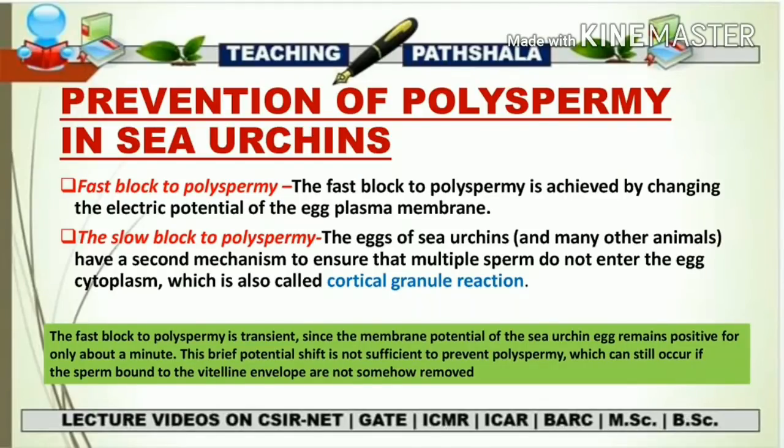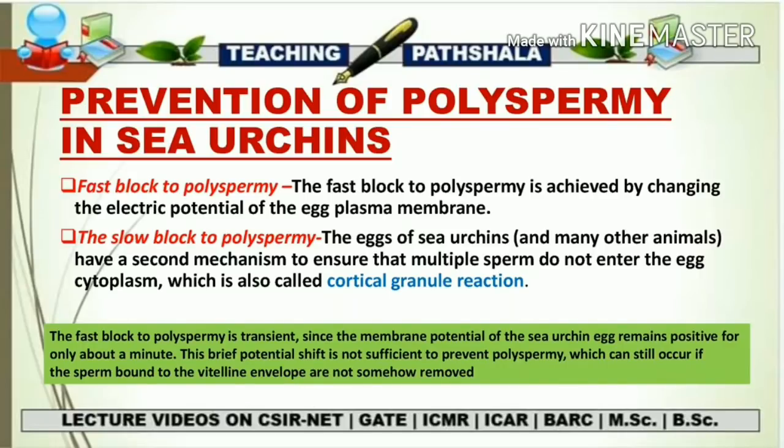The reason is that the fast block occurs only for a transient time. Whenever there is a fusion of egg and sperm, just after 3 to 4 seconds, this pathway activates and there is a change in the overall electrical potential of the egg plasma membrane. But this change is reversible. It lasts for only about 50 to 60 seconds, and just after that it reverts back to the normal condition.